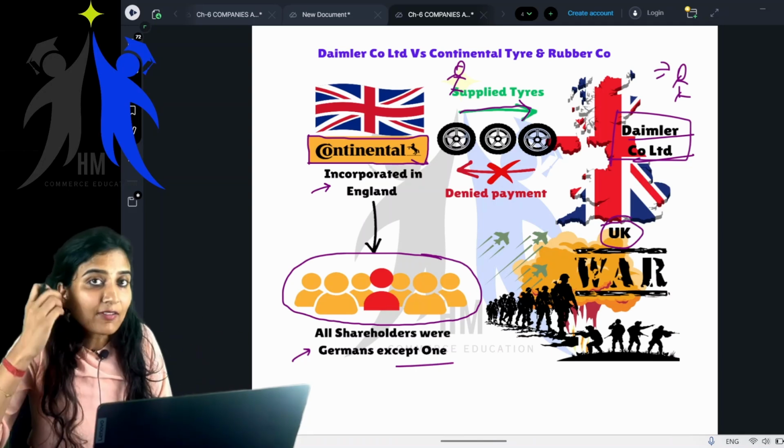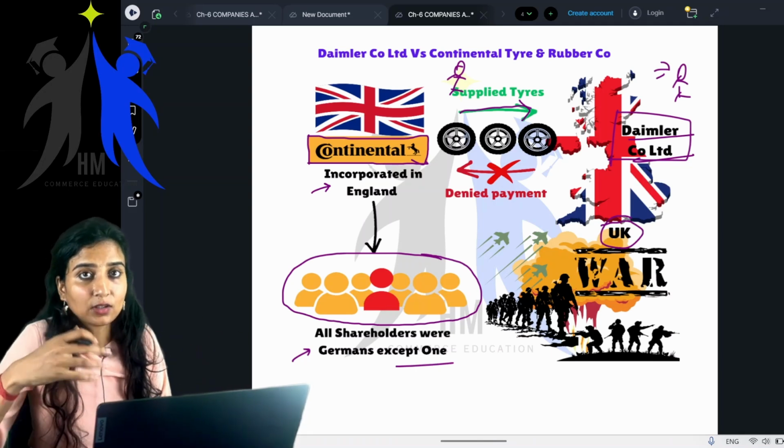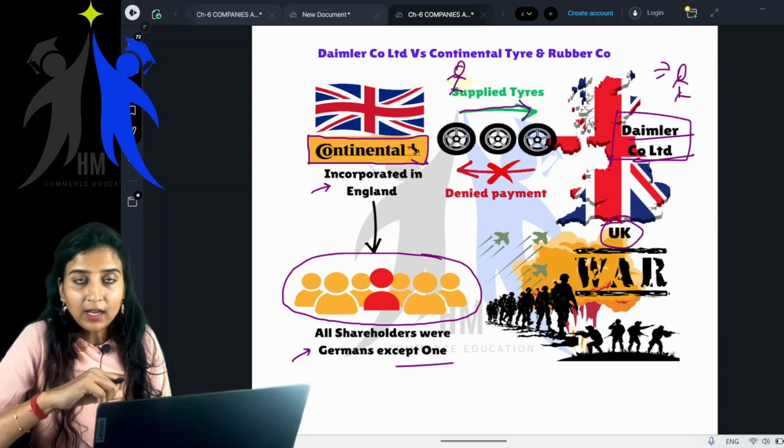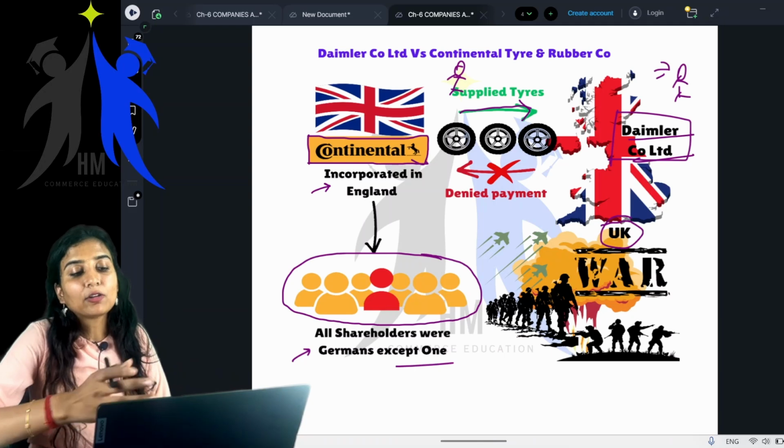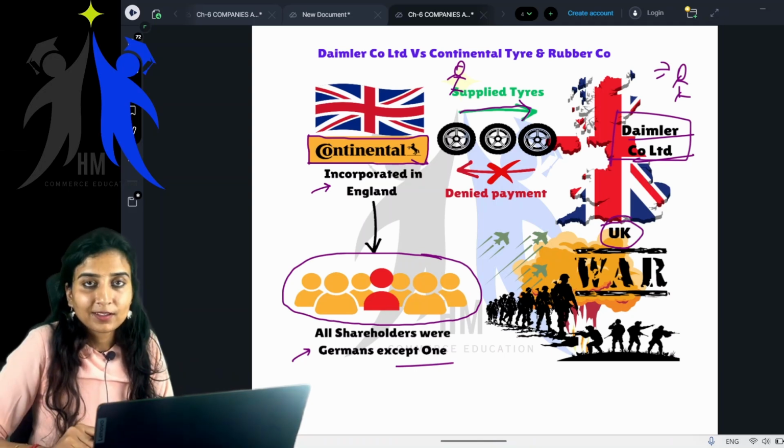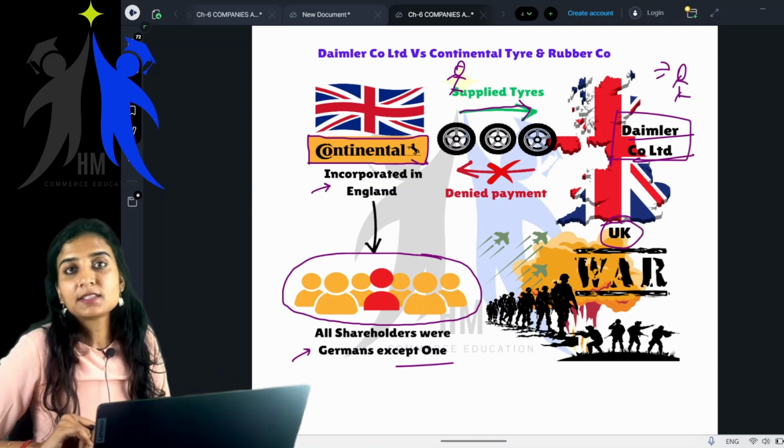I cannot have a contract with you because it is against the laws of the country. It is the laws of the country. So I cannot, this contract is only void. I cannot pay you. I don't have to pay you. Who is telling this? Daimler Company is telling. To whom?